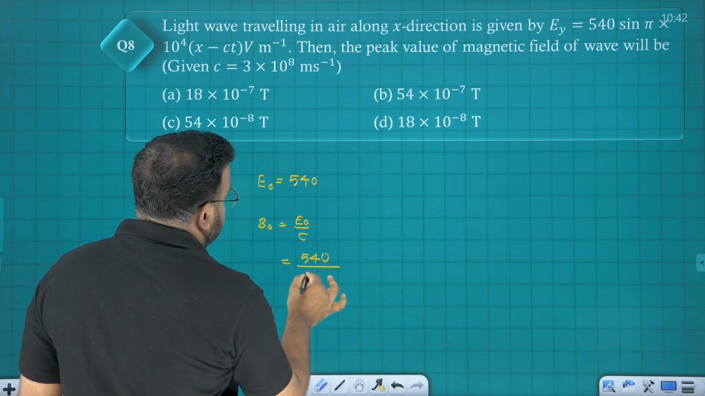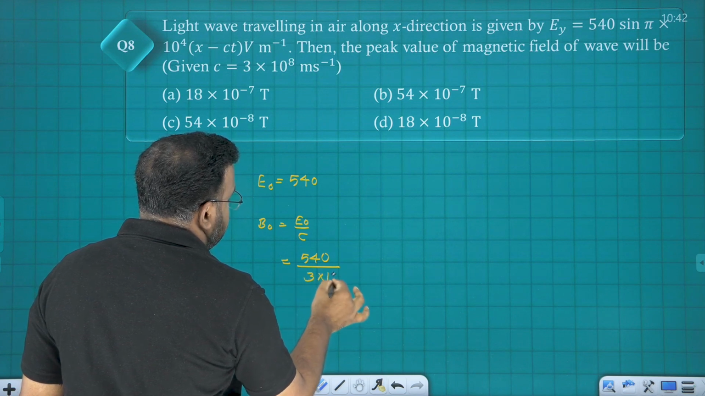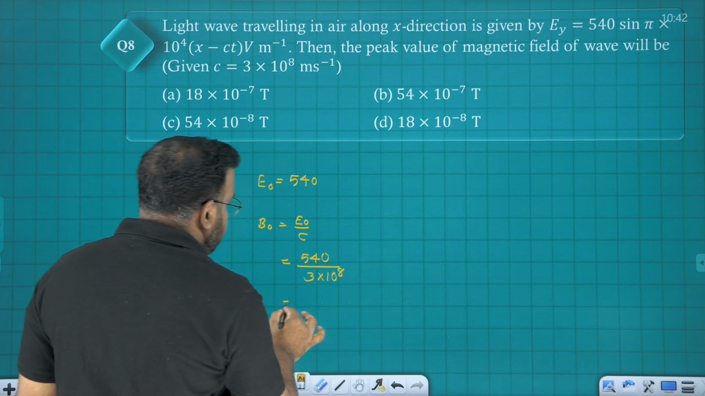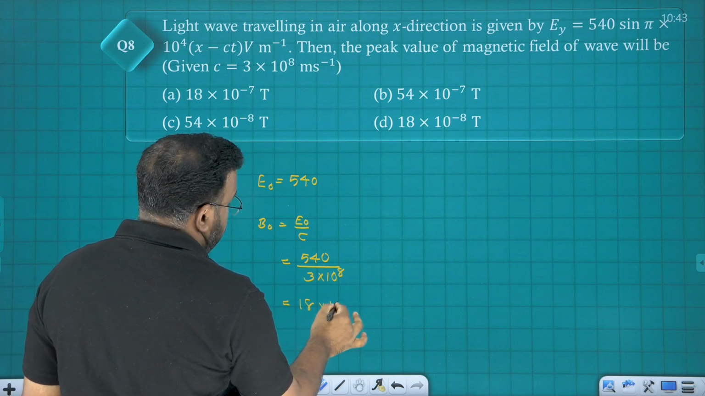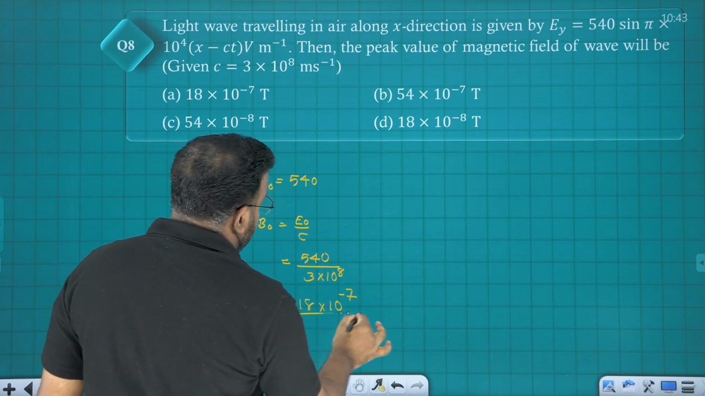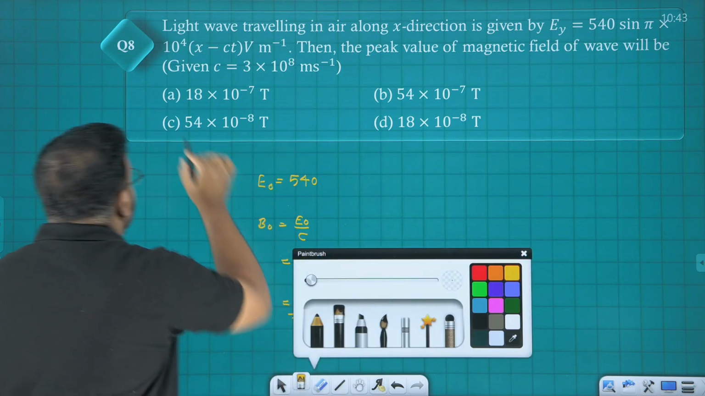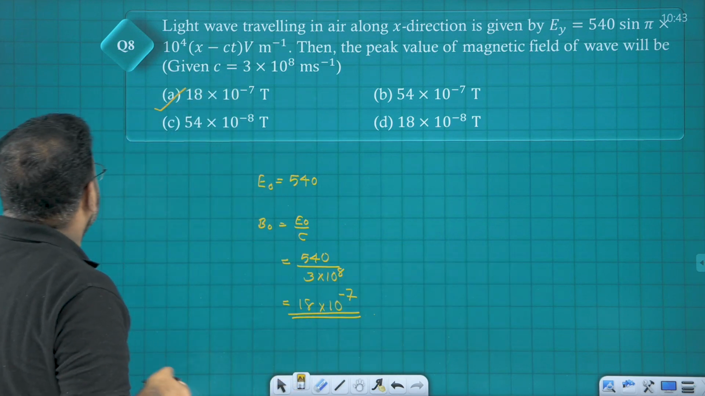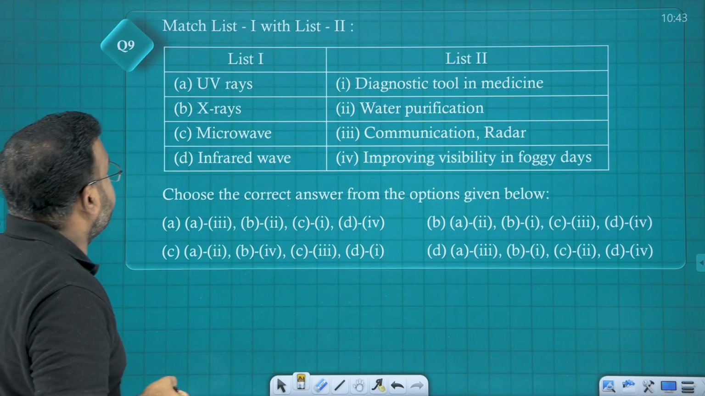by C, whose value is 3 into 10 to the power 8. So what is the result? 18 into 10 to the power minus 7 will come. That means option A is the right answer for this question. Very simple question. Okay, so let's go to question number 9.